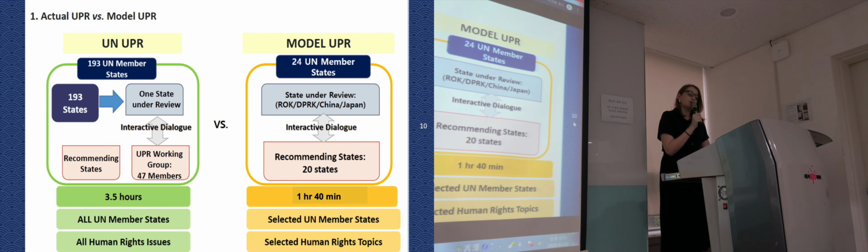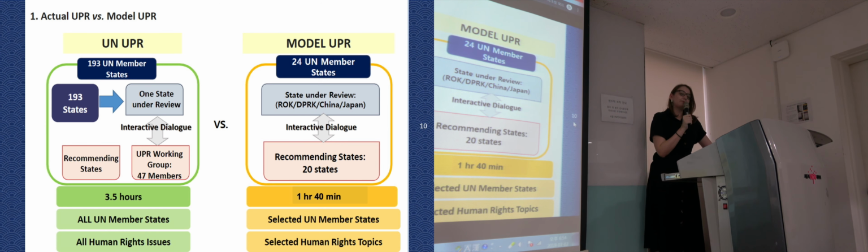So naturally, within our model UPR, we have to make a number of adjustments for practicality and simplification purposes. Firstly, unlike the actual UPR process, we only look at the human rights records of 4 selected states under review, mainly looking at those within the Northeast Asia region. Additionally, we only have 20 recommending states who have been roughly selected on a geographical basis from each of the continents and areas. And unlike the original UPR process, the UPR Secretariat, so the co-organizers, have selected 5 key thematic issues for you to address throughout the process.